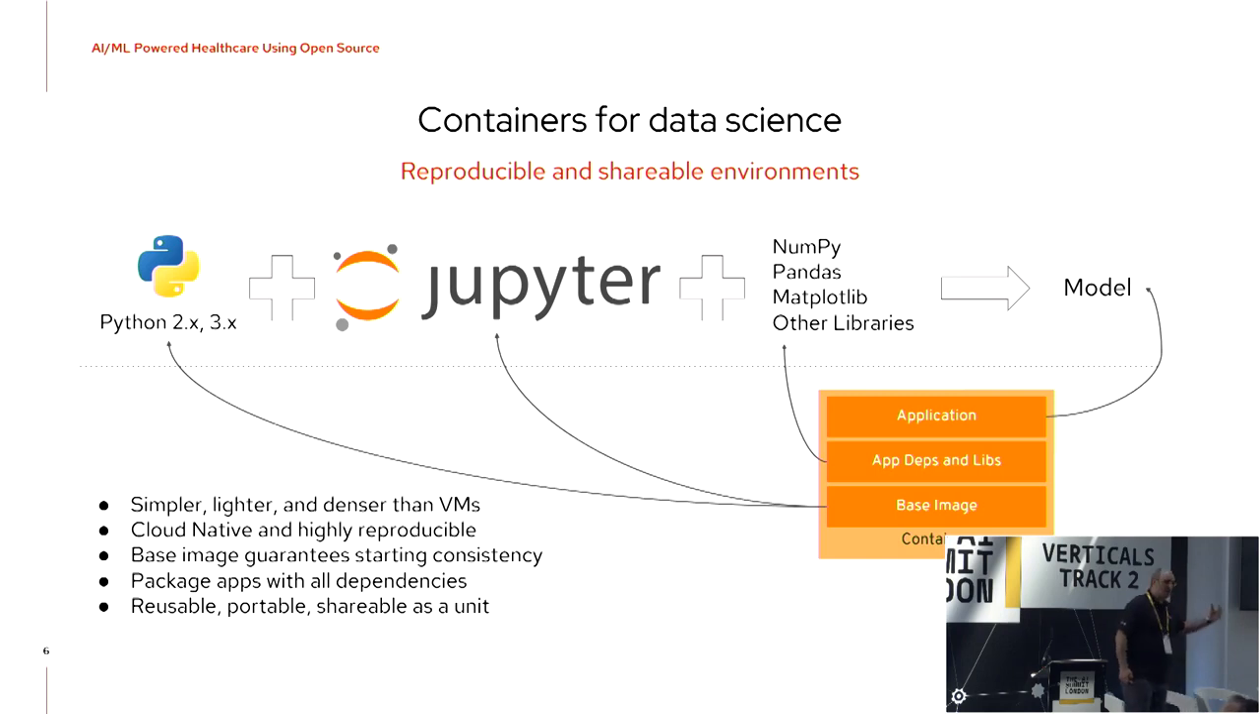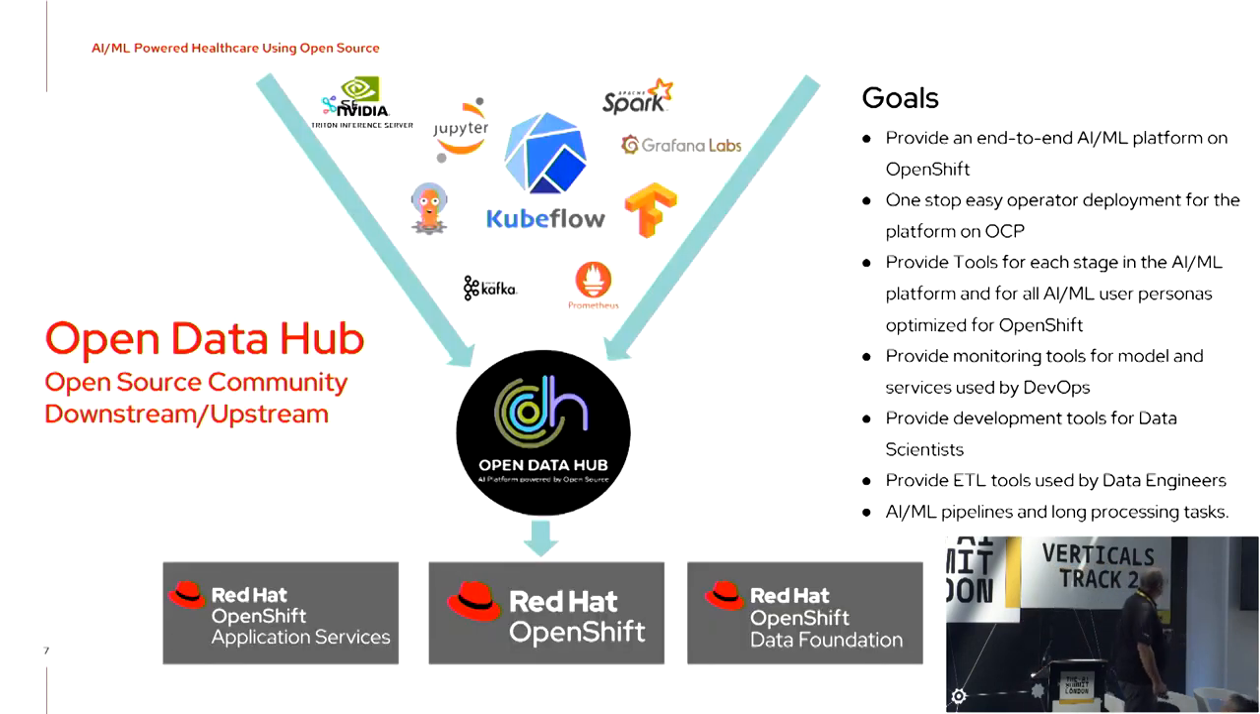Of course, its standard characteristics are reusable, portable, and everything. So that means anything that you have developed somewhere will be able to run somewhere else. And that's what we are going to see in some examples. So based on that, we have created Open Data Hub.